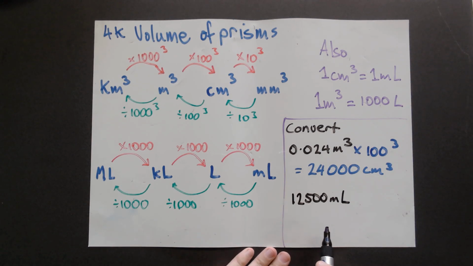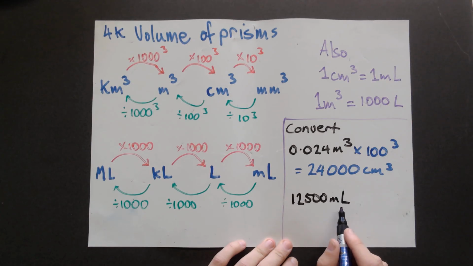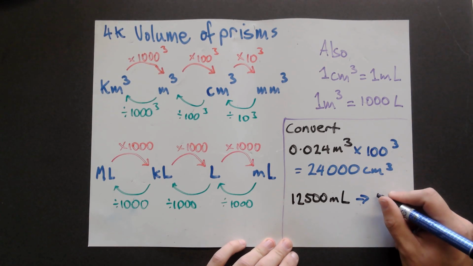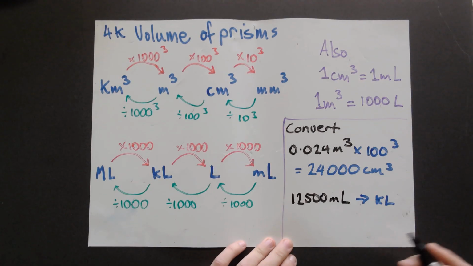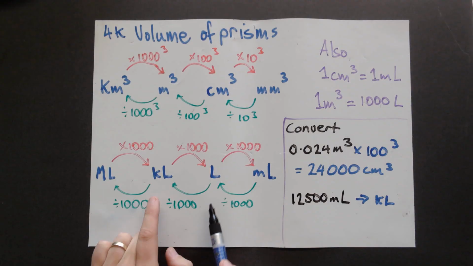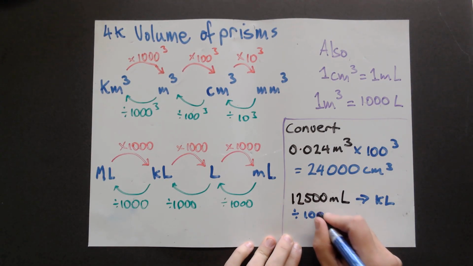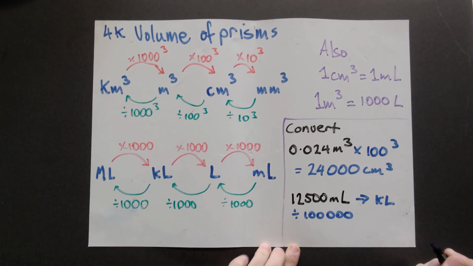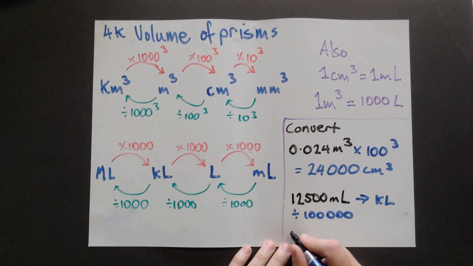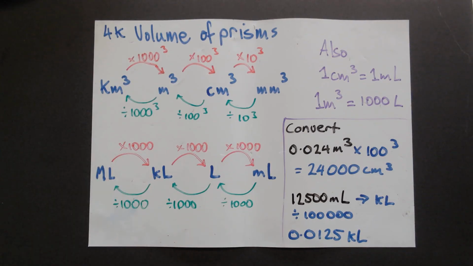Similarly, in our second one, again, this is in your notes, we have 12,500 milliliters, and we need to convert that to kiloliters. If I look here, I'm staying at milliliters and going out to kiloliters, so I'm going to divide by 1,000 and divide by 1,000 again, or combining those, dividing by 1 million. When we do that, we're going to get 0.0125 kiloliters. So it's just utilizing this flow chart to work our way through converting between those units.